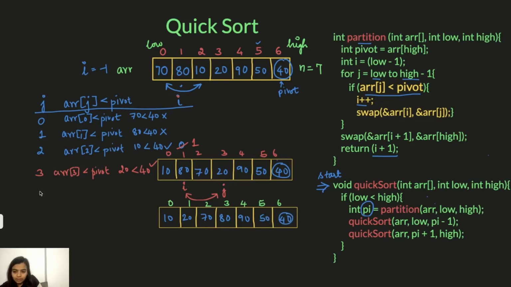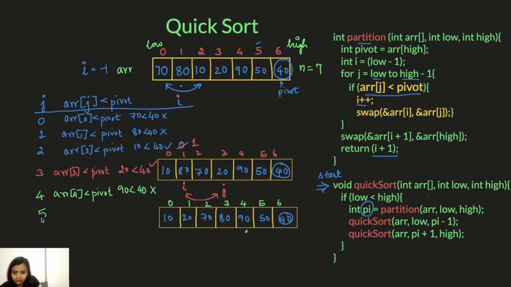Okay, j becomes 4. Array of 4 is less than pivot. Array of 4 is 90. Is 90 less than 40? No. So we don't do anything. We go back to the for loop.